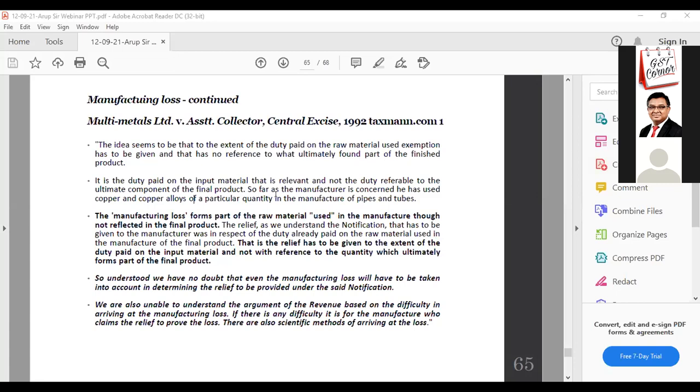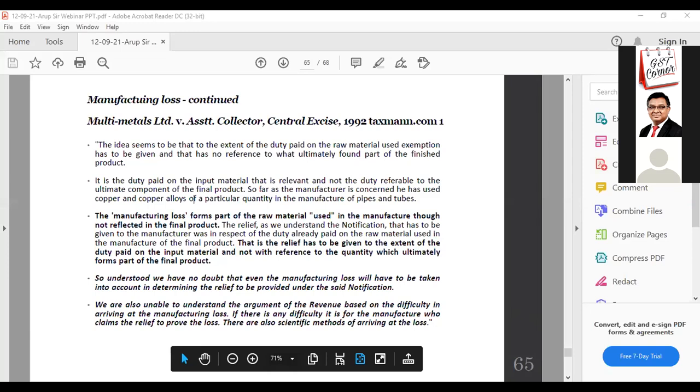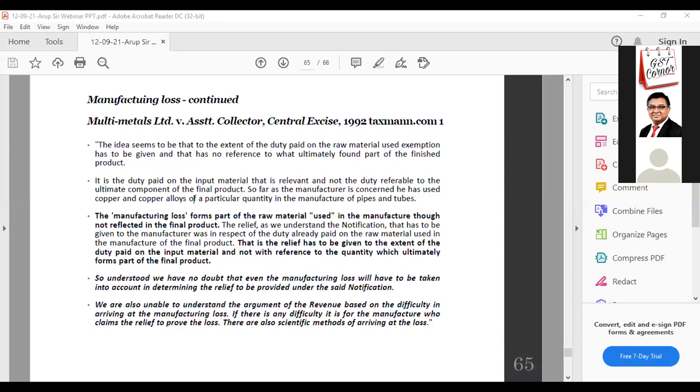And finally, in this matter, it was also held that we are unable to understand the argument of the revenue based on the difficulty in arriving at the manufacturing loss. If there is any difficulty, it is for the manufacturer who claims the relief to prove the loss. So if we have to understand what the manufacturing loss is, we can easily understand it. Why do you have to get into such complicated calculations? However, recently we have another AAR ruling of Gujarat AAR, which has handled this loss issue. So we'll now go to the next slide.